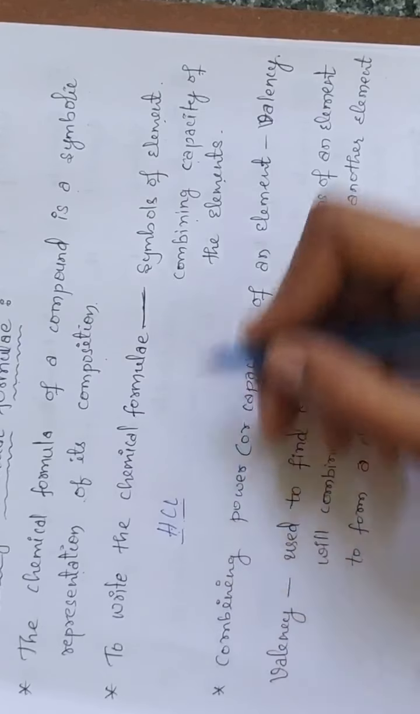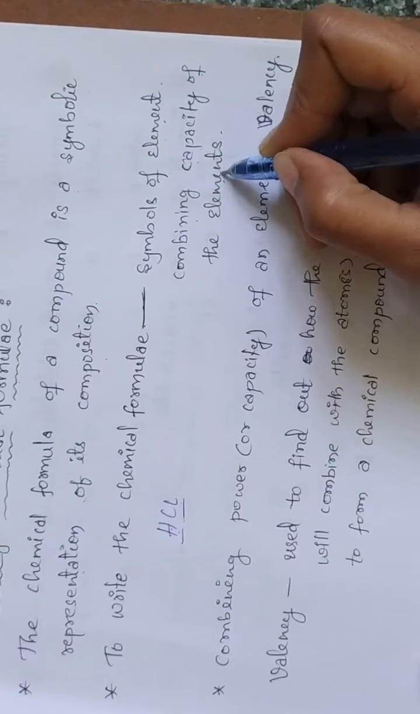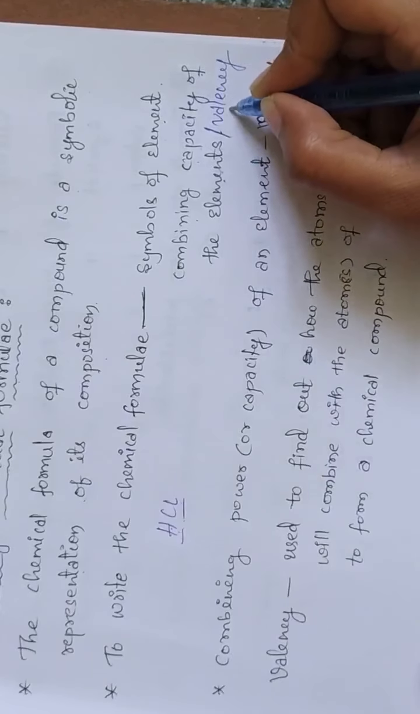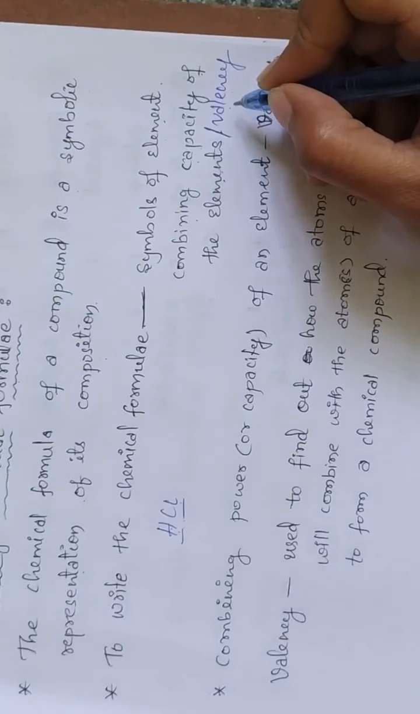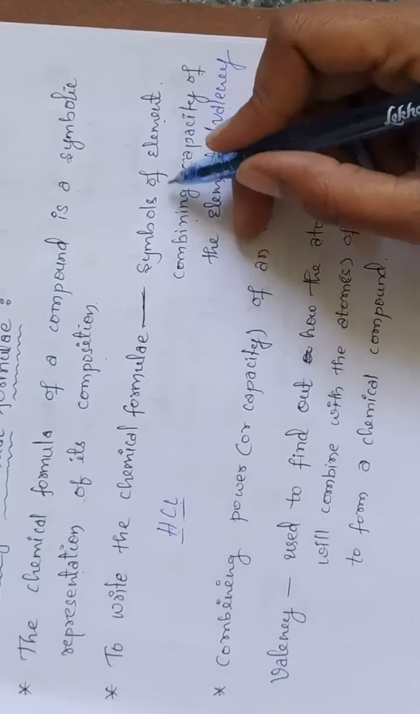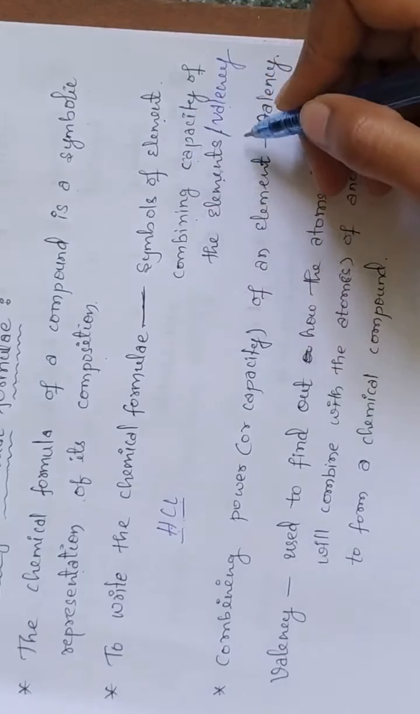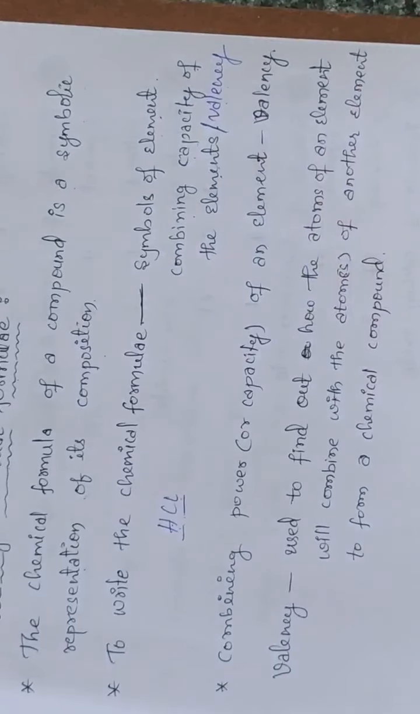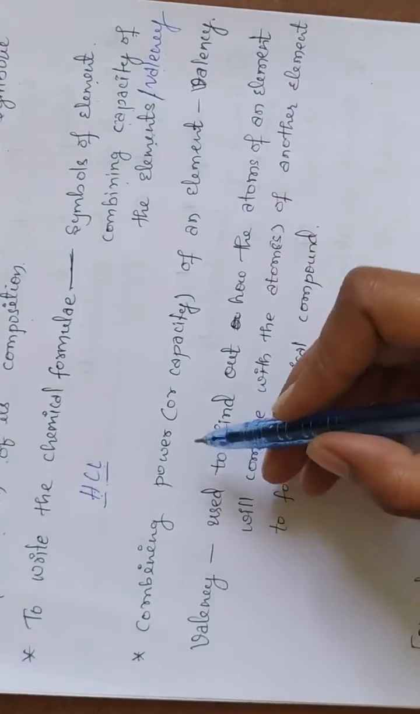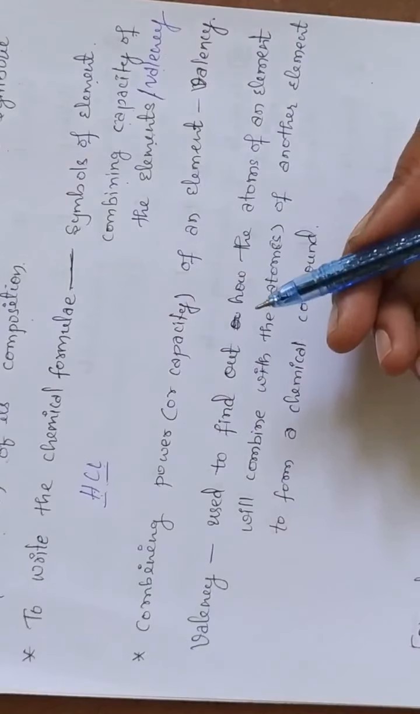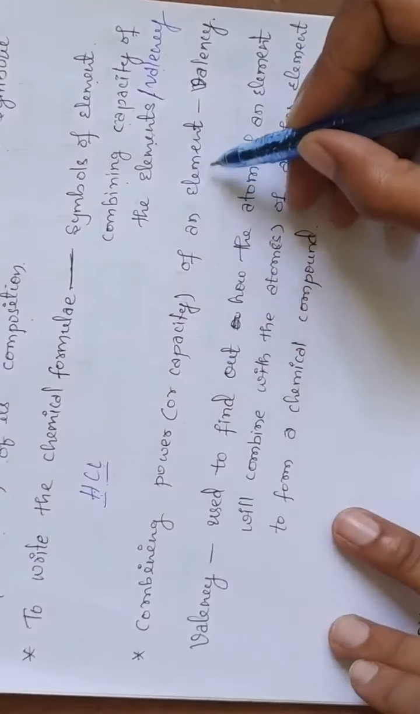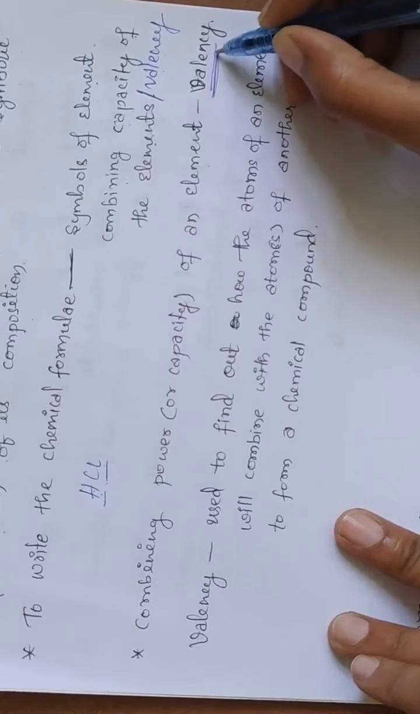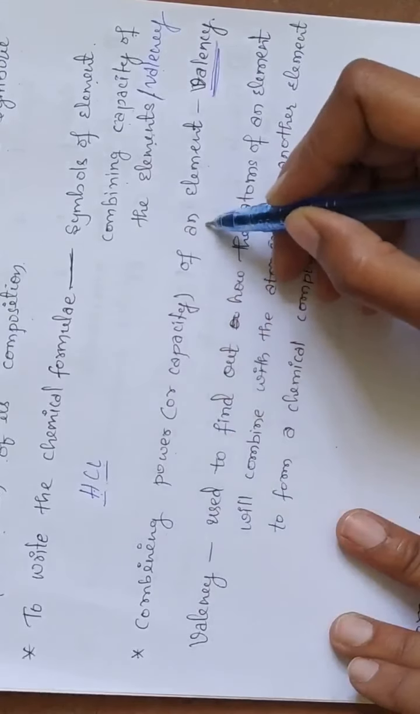And also we should know the combining capacity of the element, or we can also say valency. If we know both the symbol of the element and the combining capacity of the element, then we can write the chemical formula very easily. First, we will see the combining power or capacity of an element, which is known as valency. Valency is nothing but the combining power or capacity of an element.